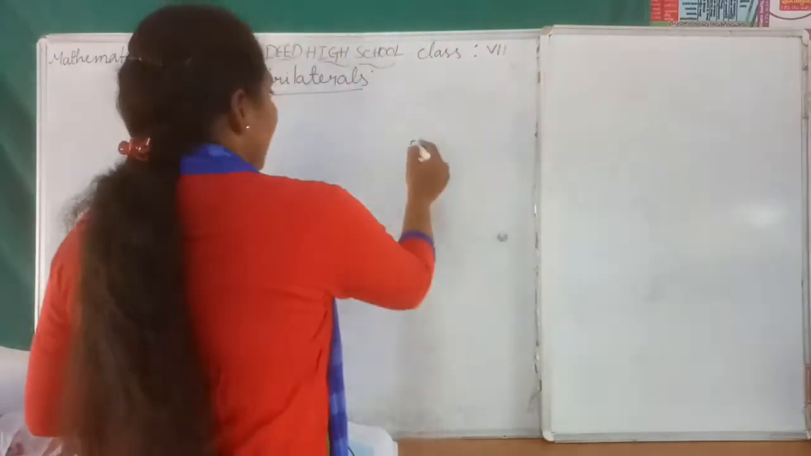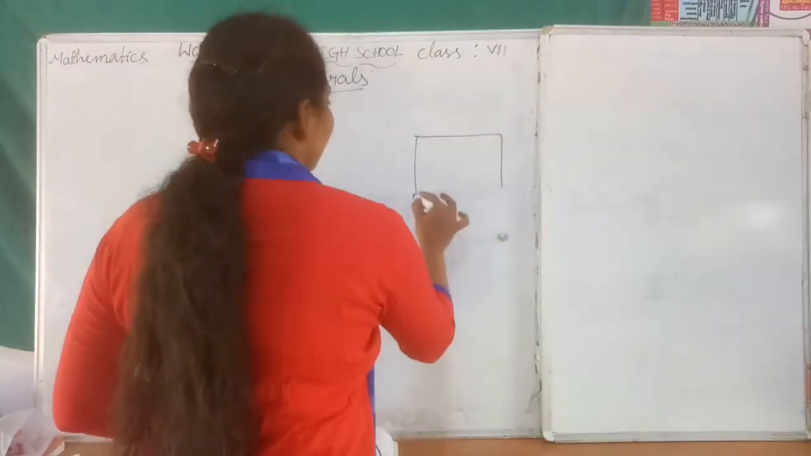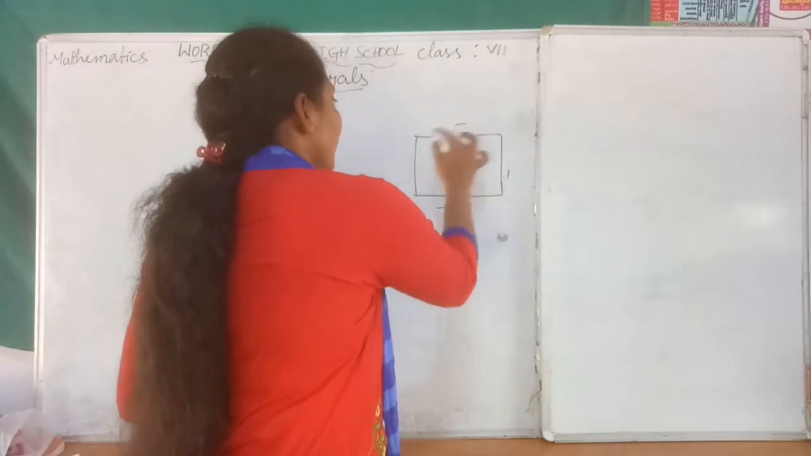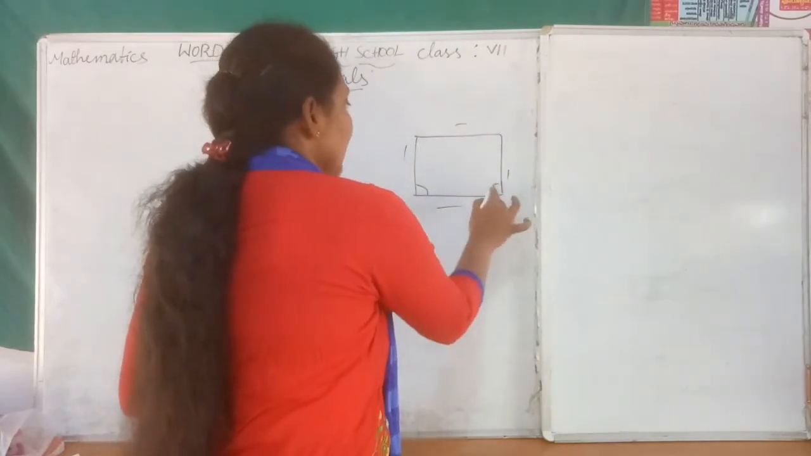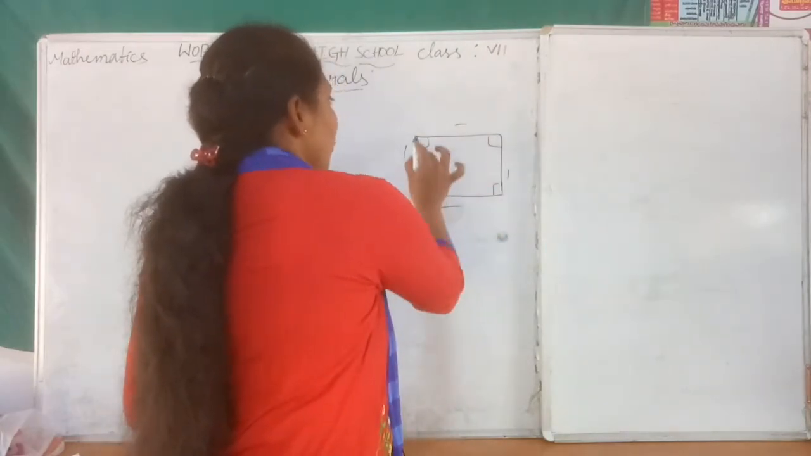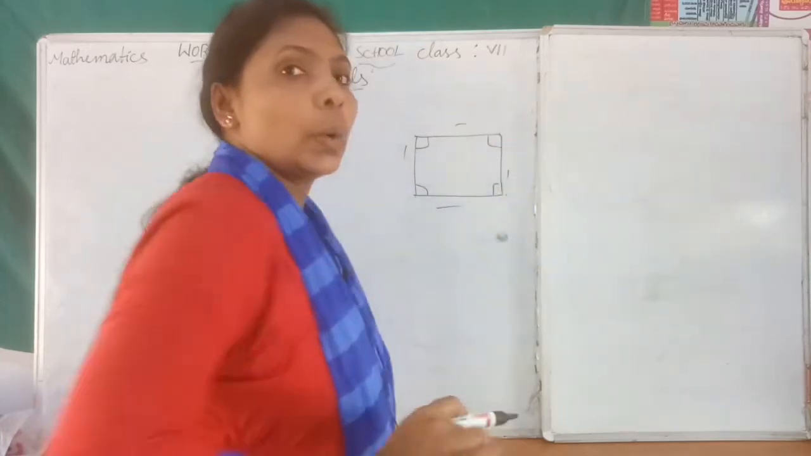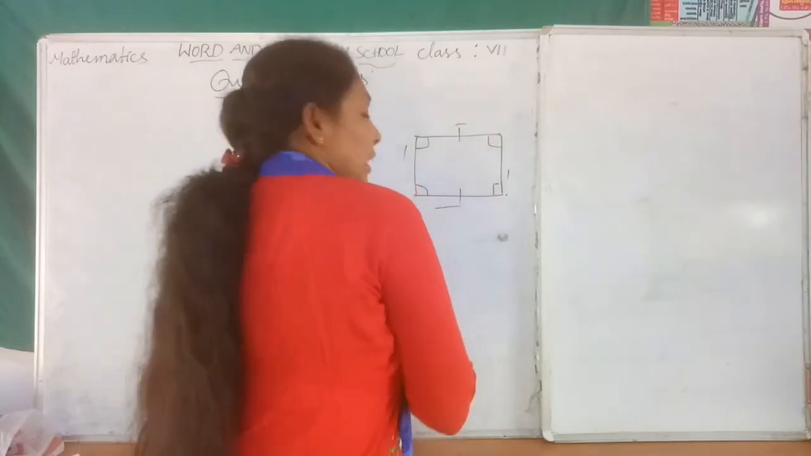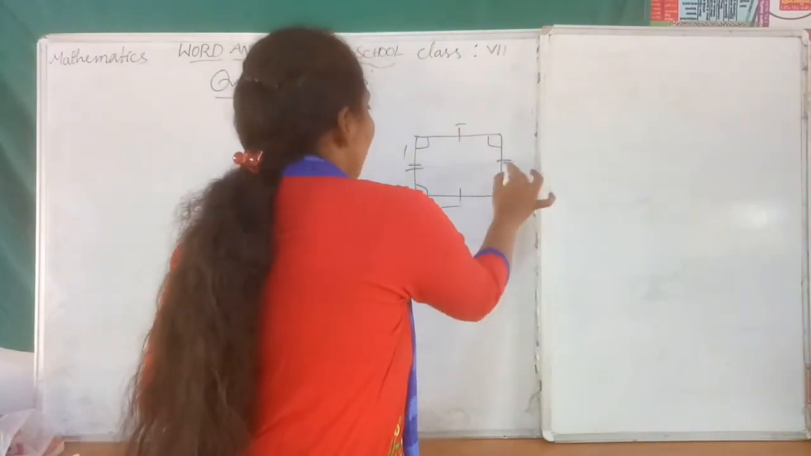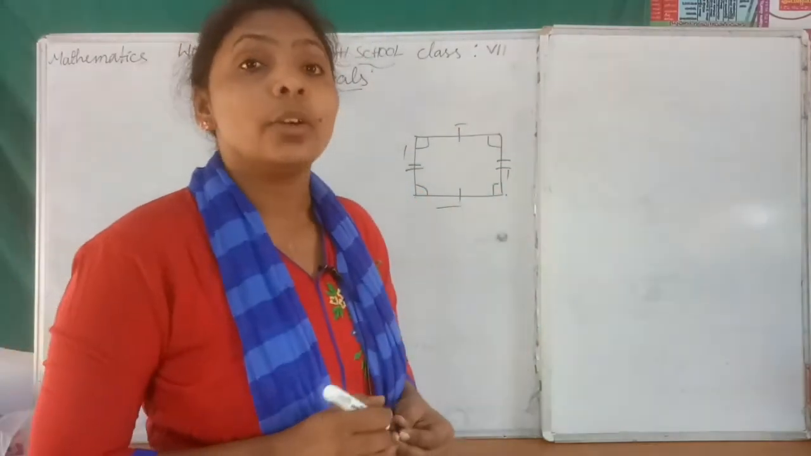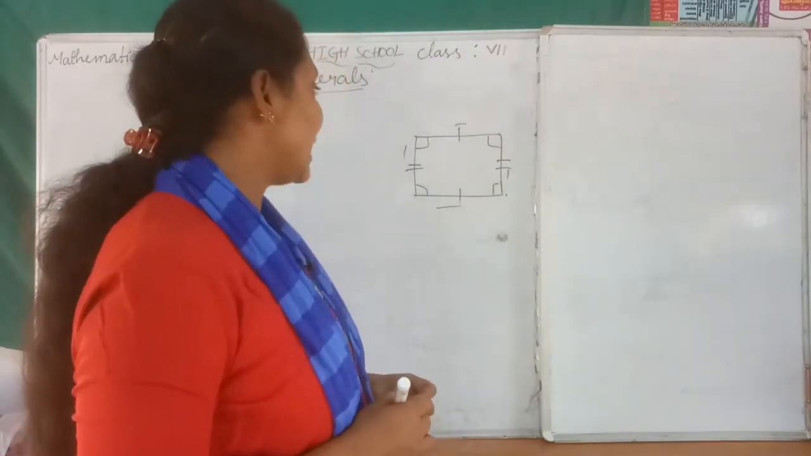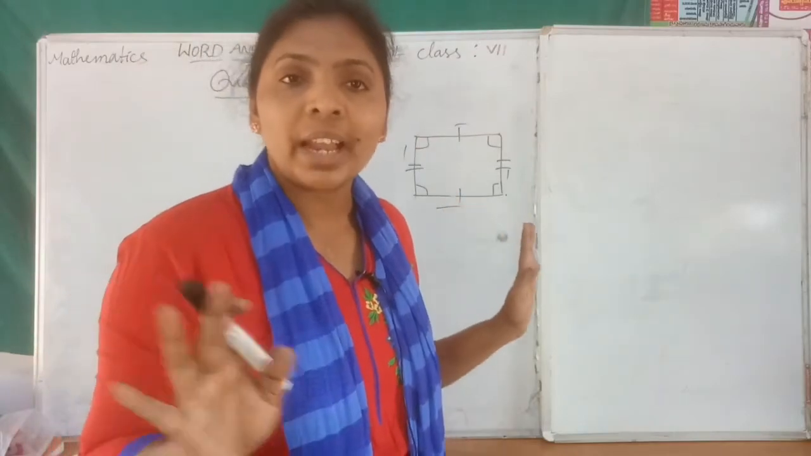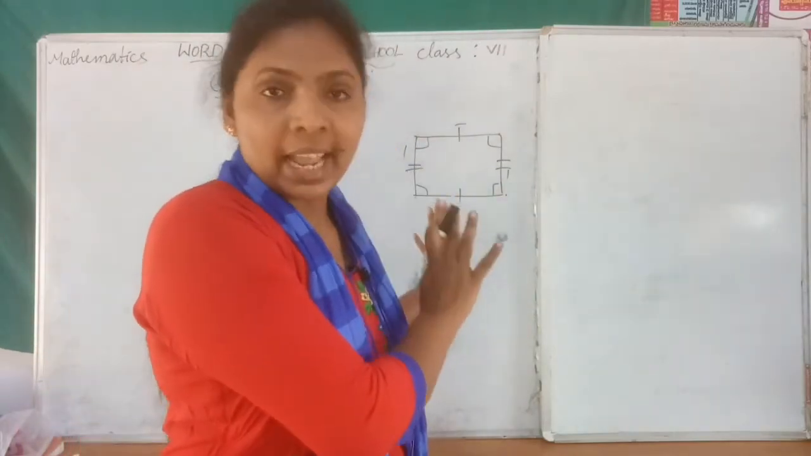Suppose rectangle means it has 4 sides, 4 angles and 4 vertices. Okay, opposite sides are same. Suppose these two are same, these two are same. So 4 sides, 4 angles, 4 vertices and also opposite sides are equal. Like this we can identify it is a rectangle.